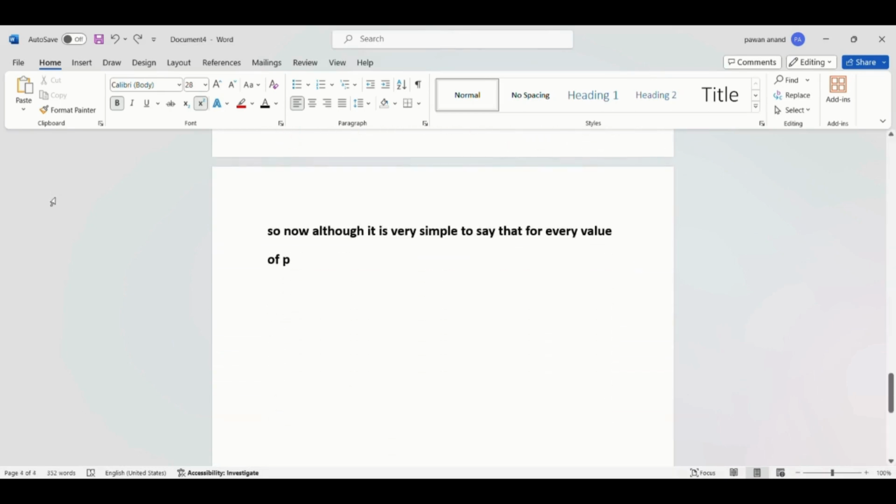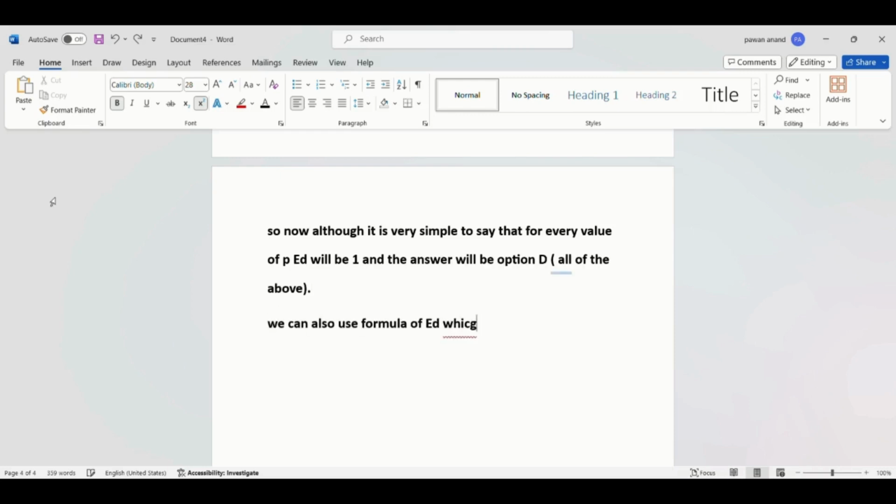So we can also calculate the slope of this demand function, and then it will be in a different way. The formula of ED is basically ED is equal to minus 1 upon slope into P upon Q. Again, this slope is the slope of the inverse demand function.